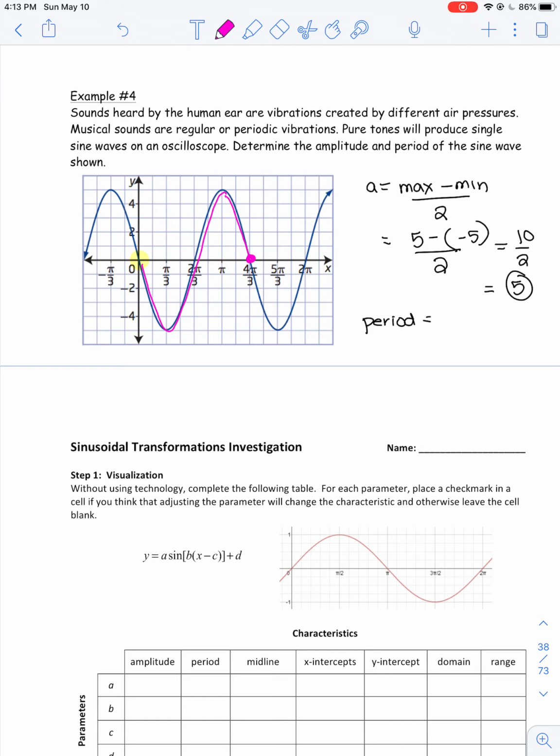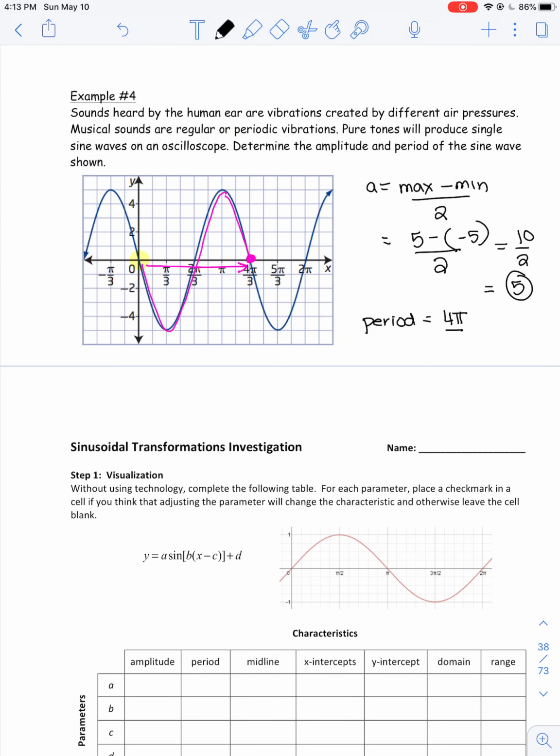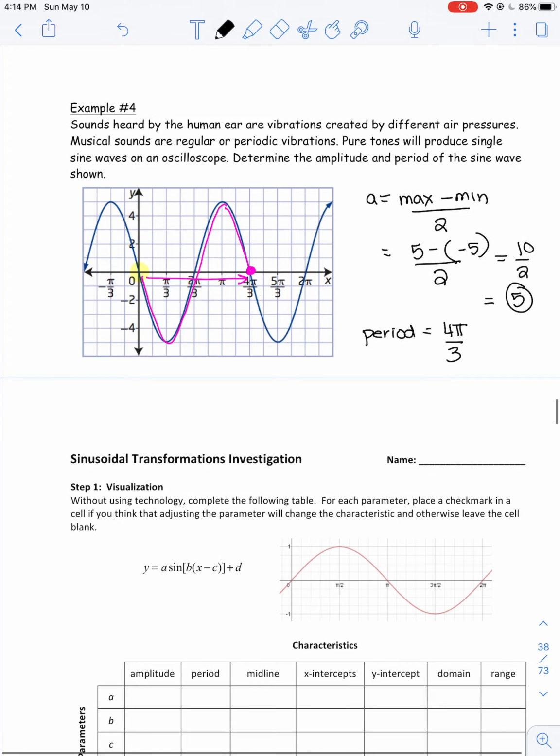So the distance that it starts up all over again would be from 0 to 4 pi over 3. So 4 pi over 3, that's the time it takes for us to go to the minimum and maximum value and return to our starting value of y equals 0. So that is your period.